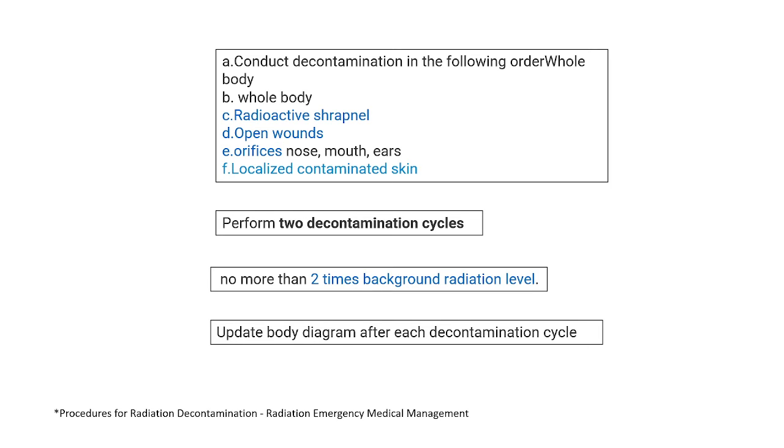Firstly, the whole body should be decontaminated, followed by removal of foreign bodies, followed by decontamination of the open wounds, followed by the orifices, and followed by the localized contaminated skin regions. Ideally, two decontamination cycles should be carried out, and the goal is to decontaminate to not more than two times the background radiation level, and update the body diagram after every decontamination cycle.